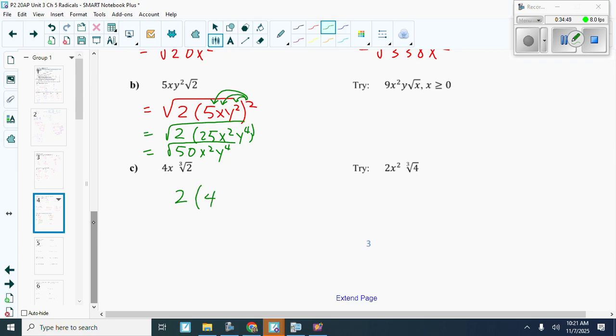And so in this case, when the index changes, we would just cube it instead. So 2 times 4 cubed is 64, x cubed. So 128 x cubed.